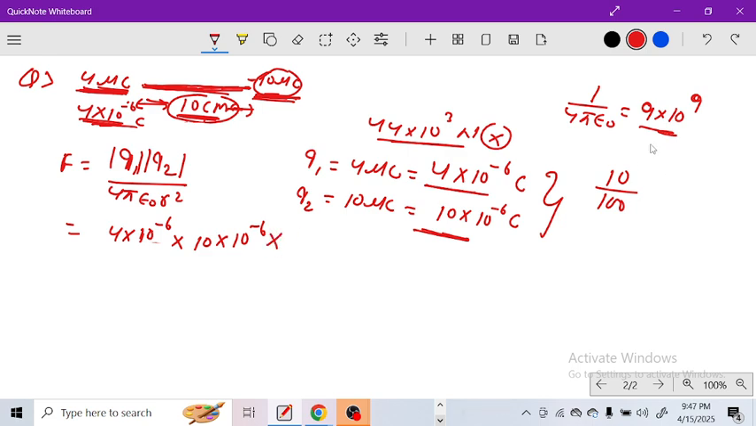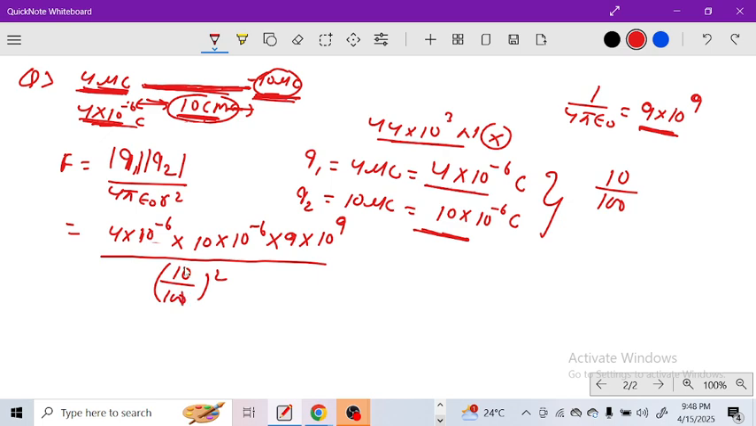Let's take first the value of 1 by 4 pi epsilon naught. What is the value of it? 9 into 10 raised to power 9, divided by r square. R square means 10 by 100 whole square. Understood?